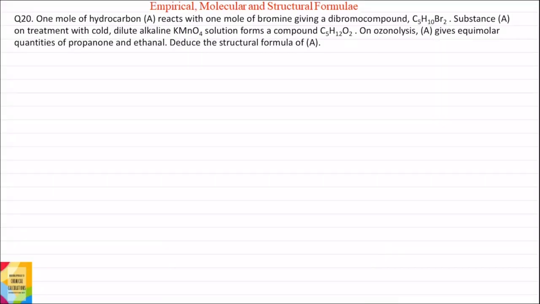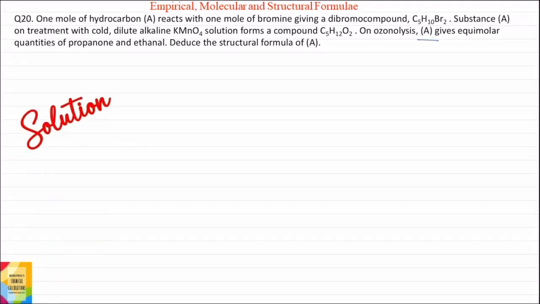Question 20. 1 mole of hydrocarbon A reacts with 1 mole of bromine, giving a dibromo compound C5H10Br2. Substance A on treatment with cold dilute alkaline KMnO4 solution forms a compound C5H12O2. On ozonolysis, A gives equimolar quantities of propanone and ethanal. Deduce the structural formula of A.